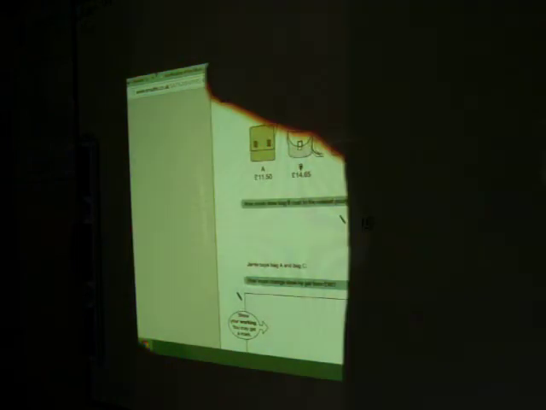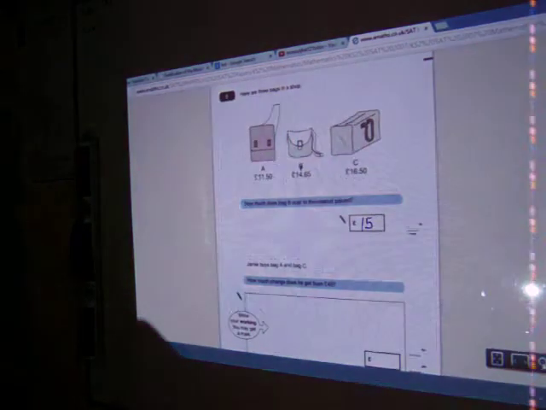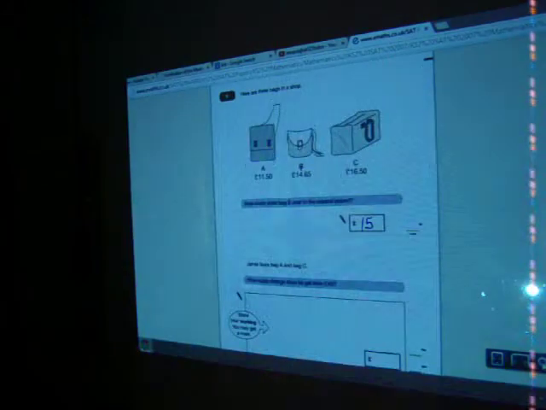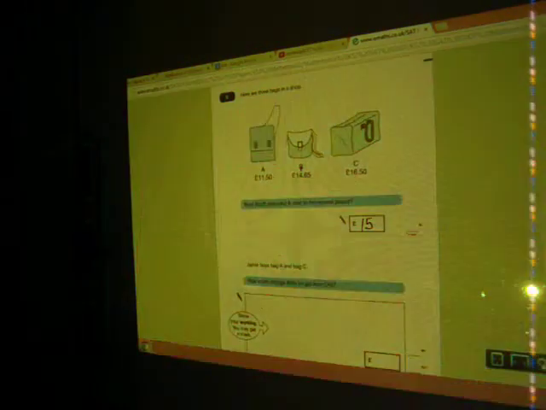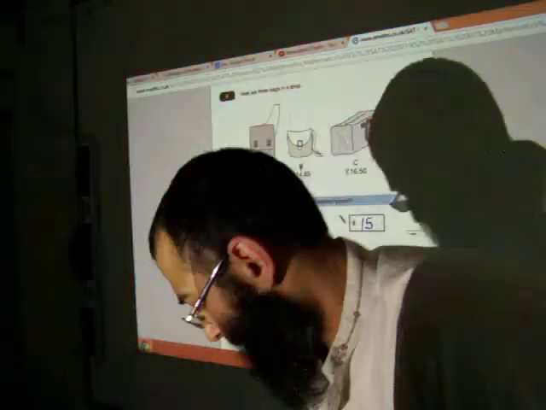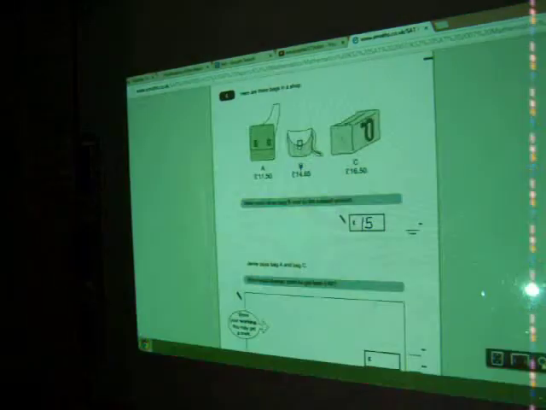That's better, yeah. Tighter, better. Right, Jamie buys bag A and bag C. How much change does he get from £40?